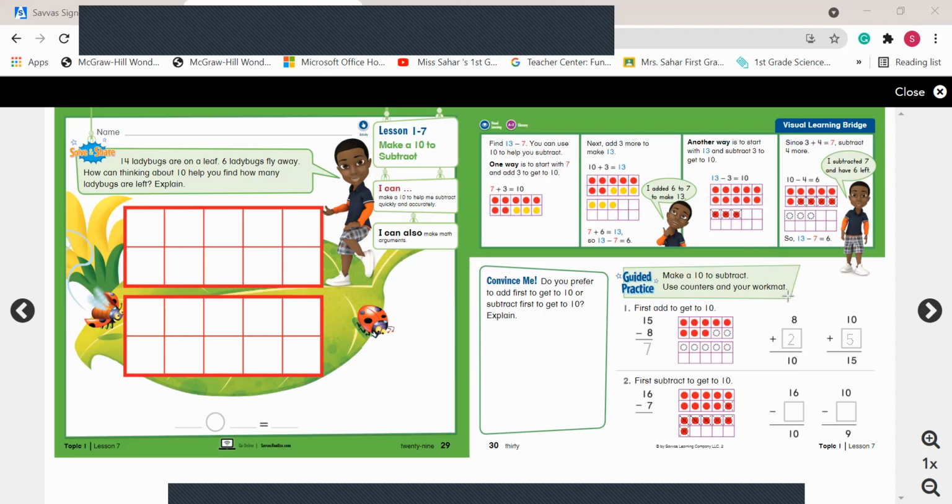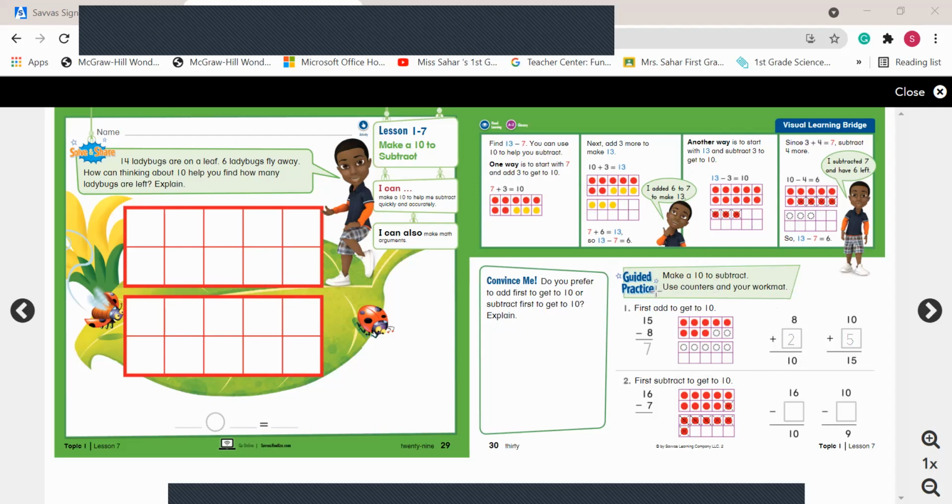Okay, let's go for, do you prefer, convince me, do you prefer to add first to get to 10 or subtract first to get to 10? So you have two ways. For example, I like the first way, which is to add to make the 10 and then after that subtract it. So myself, I like the first way, but then the choice is yours.